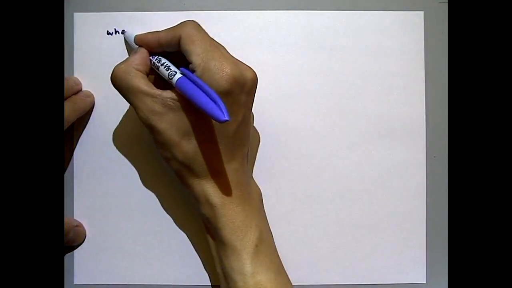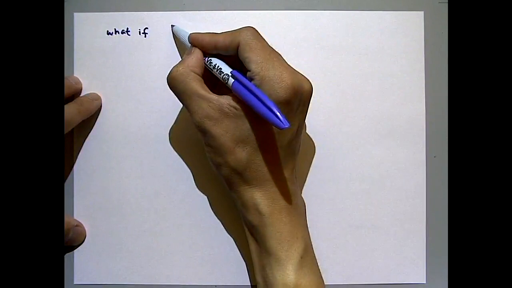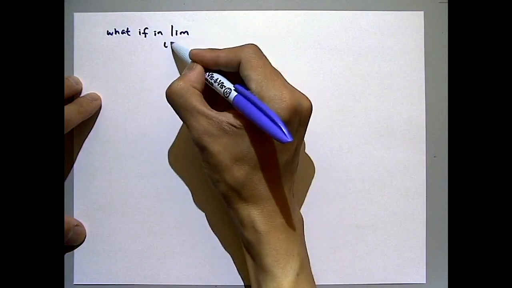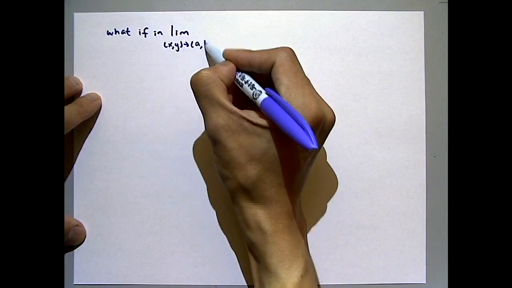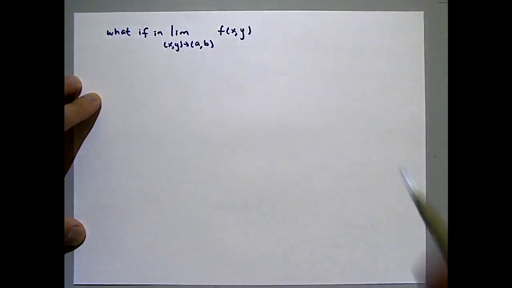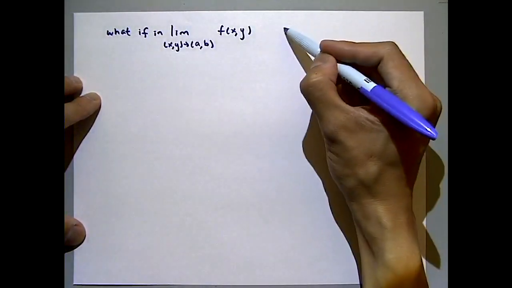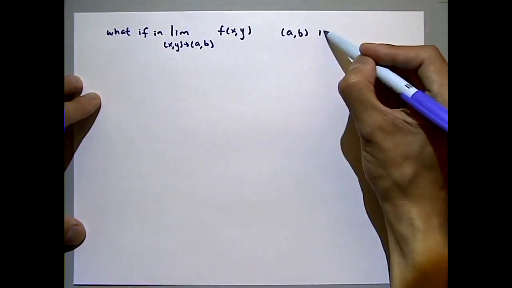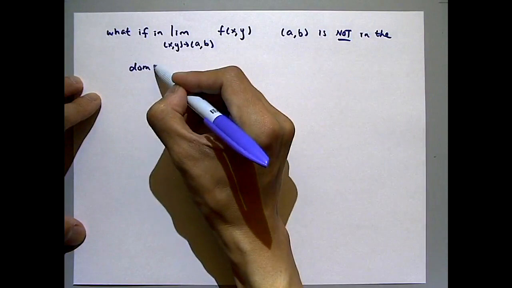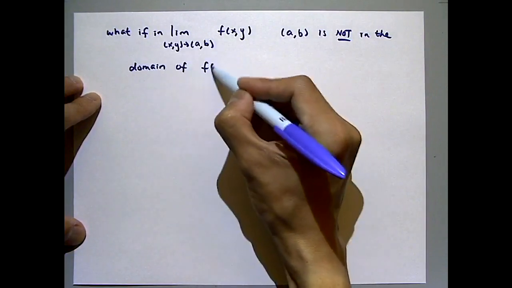Okay, now things get a little bit complicated when we're talking about a point that's not in the domain of the function. What if in the limit of this f of xy as xy goes to a and b, the point a and b is not in the domain of f of xy?